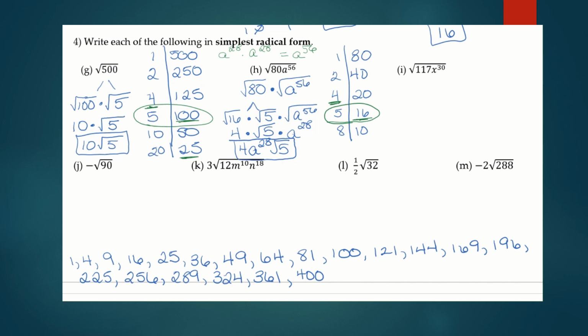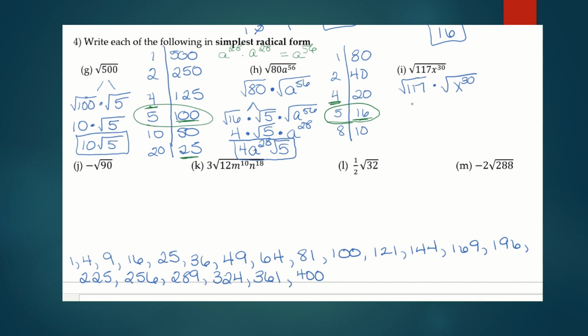All right, so looking at I, the square root of 117 x to the 30th power. To simplify this, first thing I'm going to do, I'm going to rewrite this as the square root of 117 times the square root of x to the 30th. I'm just breaking apart some multiplication here, simplifying each of these individually.